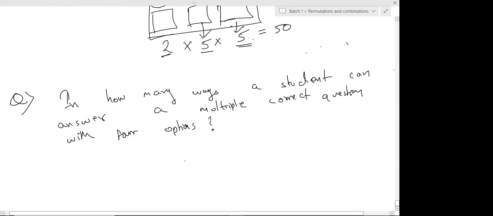All right. There is a single question and that is multiple correct. Multiple correct means A, B, C, D. There are 4 options and it is not single correct. A, B, C, D all can be correct also. You must have seen questions like this. Please try to solve this.